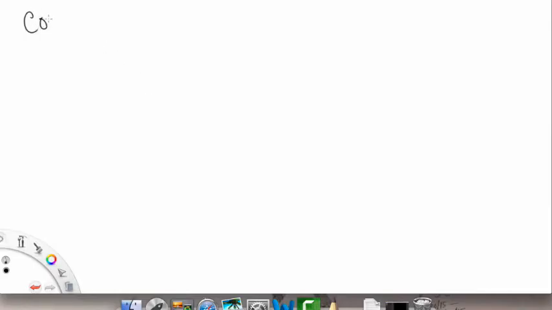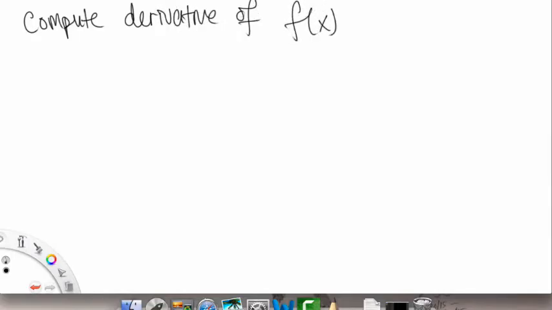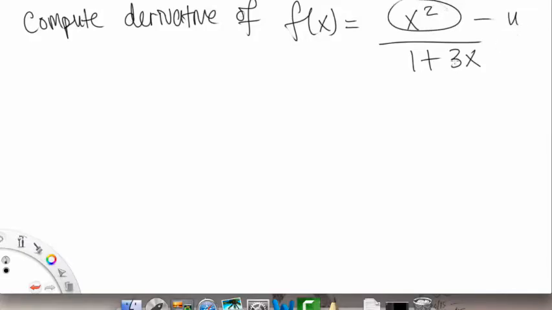So what we're going to do is compute the derivative of, and I'll give you a function here. So we have an f of x is equal to x squared over a 1 plus 3x, okay? So let's identify what our function is. So this is like our u, the top one, okay? And this is like our v, okay? So this is the high function in our rhyme, and this is the low function. Okay, so let's compute it.